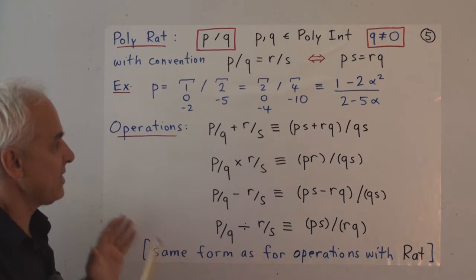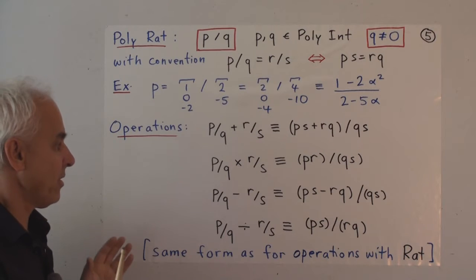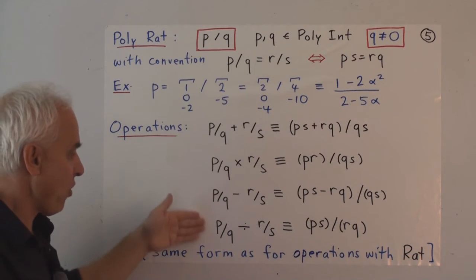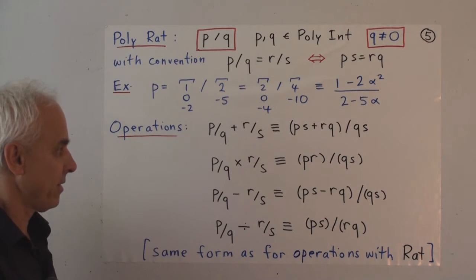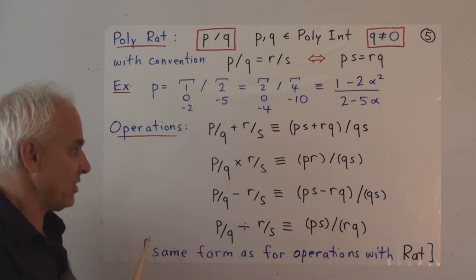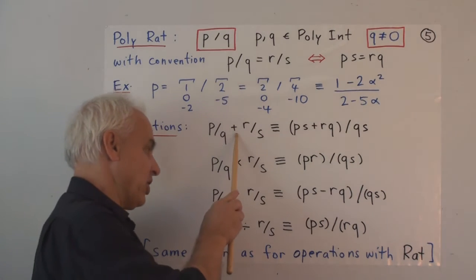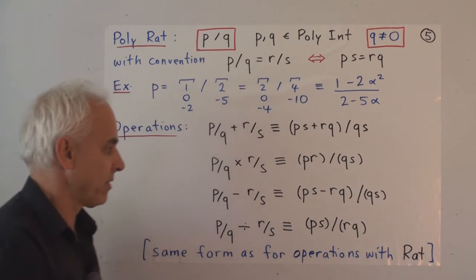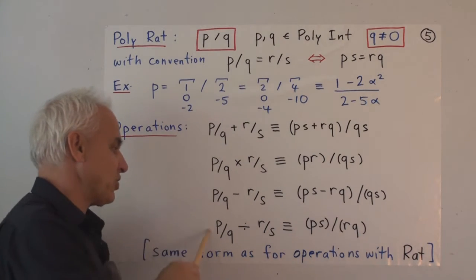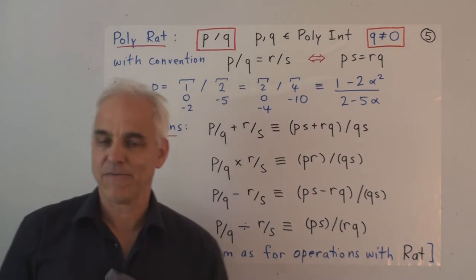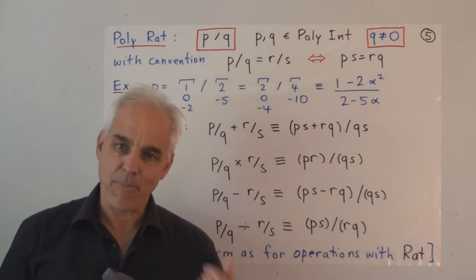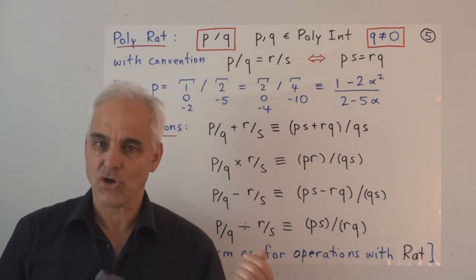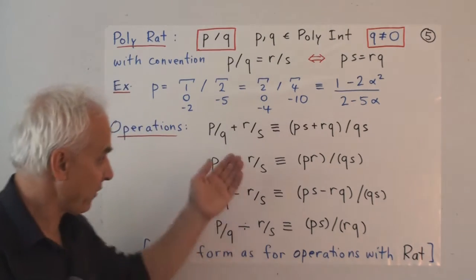Okay, now with these objects we can do all kinds of arithmetic because we have 4 operations. And what is the definition of these operations? We have to define addition, multiplication, subtraction, and division. Well, these definitions are exactly the same as the definitions for those operations for rational numbers. I hope they look familiar, right?